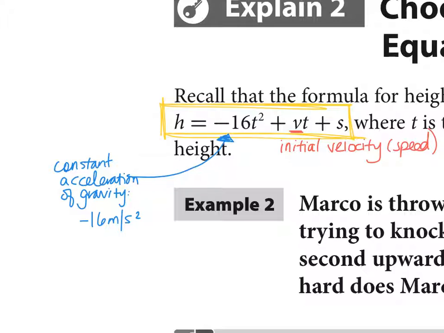The V here is going to stand for initial velocity, which is like the initial speed that the item started. So for instance, if you're throwing versus just dropping that penny, right? Like if you drop it, you're obviously not putting any force on it, but if you throw the penny down, you're already starting it with speed. So that's what that V is going to stand for.